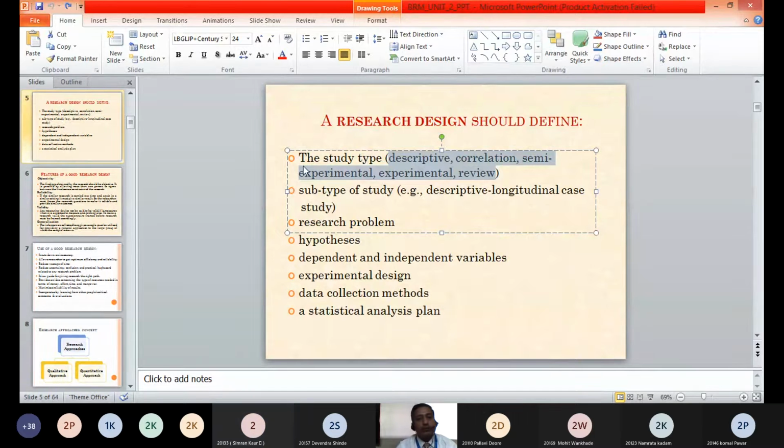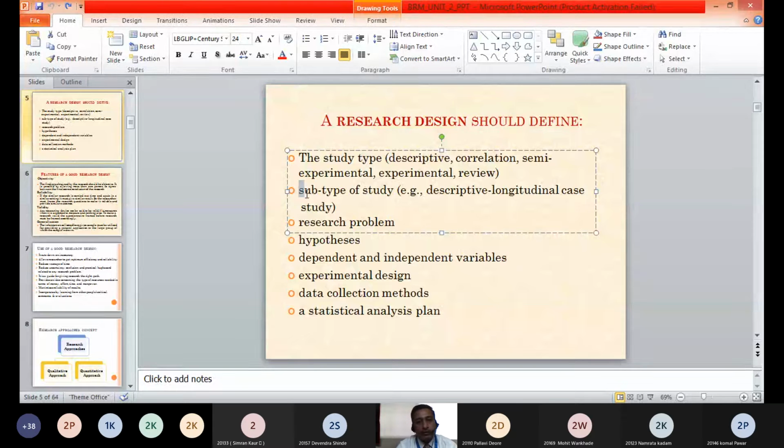Okay. So first of all, define or state the study type. What type of study is it, whether it is descriptive, correlation, semi-experimental, experimental, or review type of study. All these types of study, descriptive, correlation, semi-experimental, experimental, we are going to discuss in detail later on.